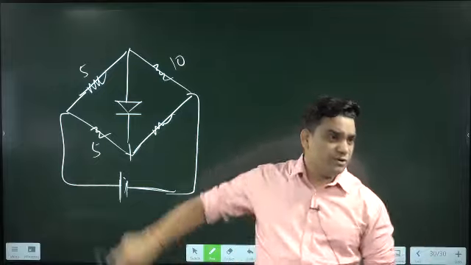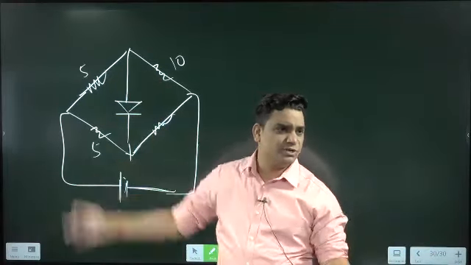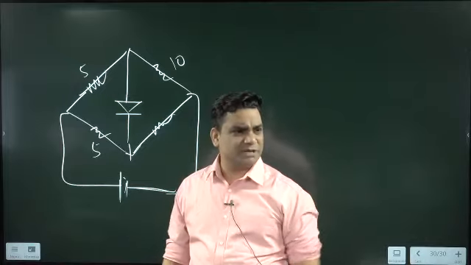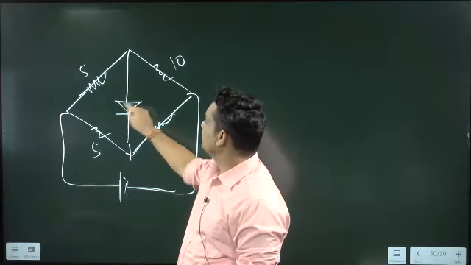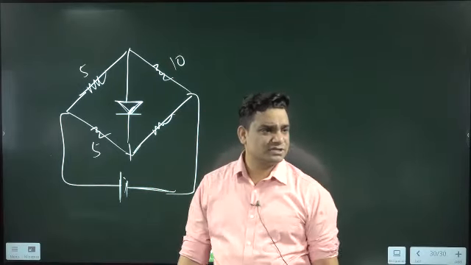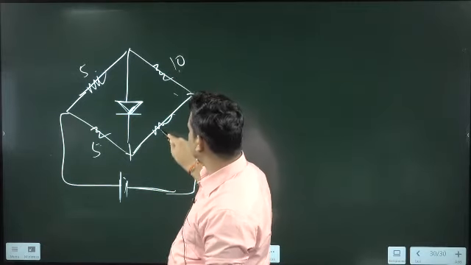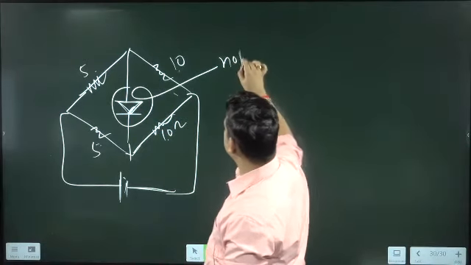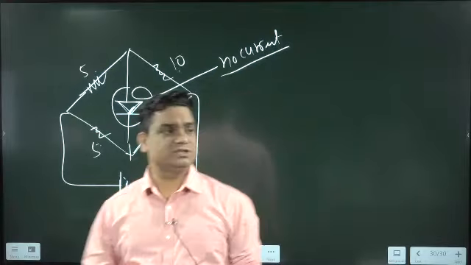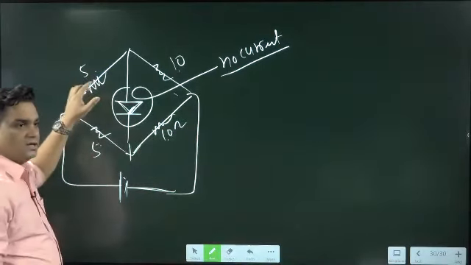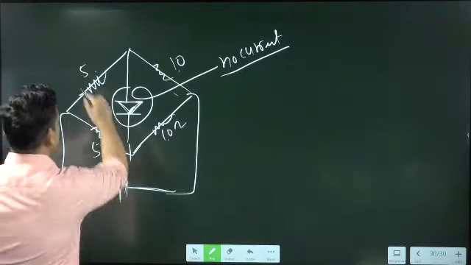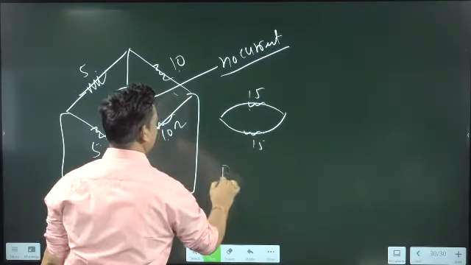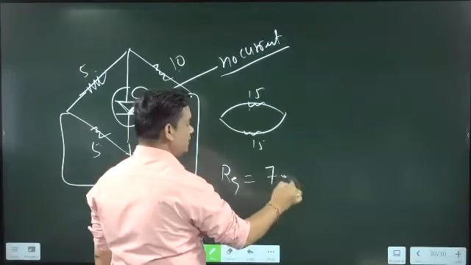Do you need to check whether this is forward or reverse? No need to check, because we know that in a perfect Wheatstone bridge we don't have to check the region. A lot of people waste time here saying, sir, we are not able to determine whether this is forward or reverse. No need, because this by this equals this by this, so it is a perfect Wheatstone bridge, and no current will flow through the diode. So directly, 5 plus 10 is 15 on the upper side and 15 on the lower side. R equivalent becomes 15/2, that is 7.5 ohm. Over.